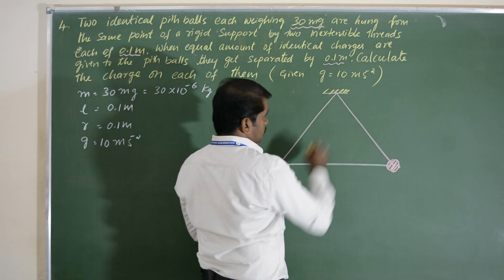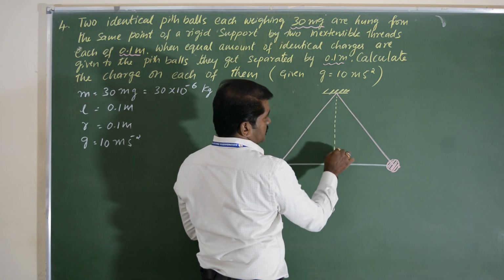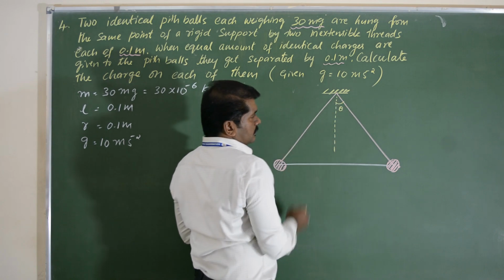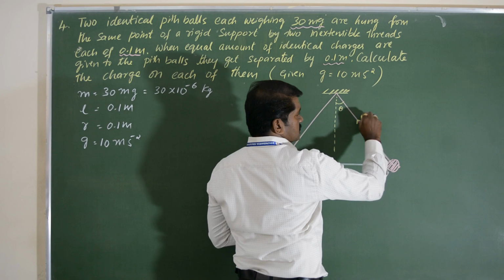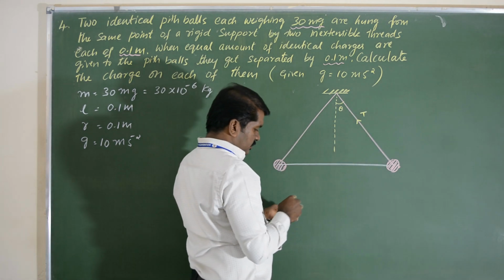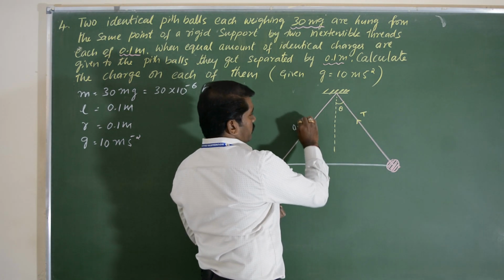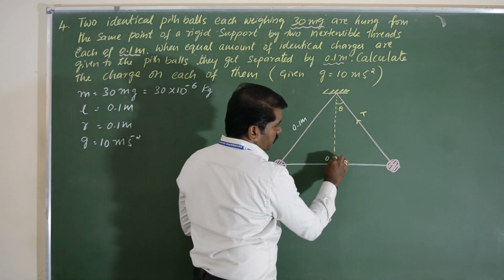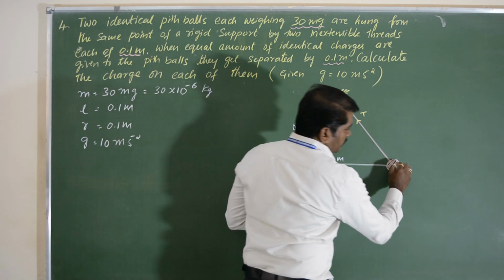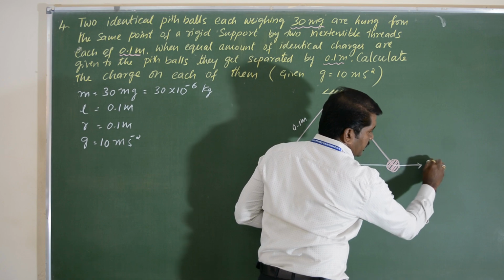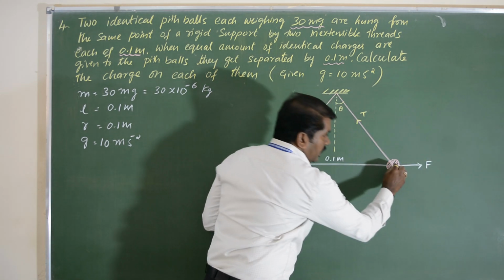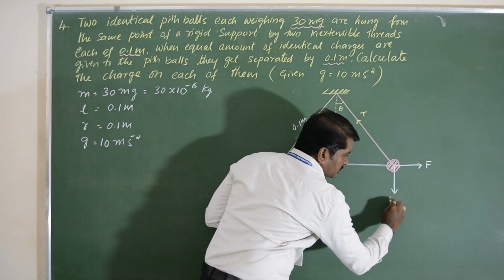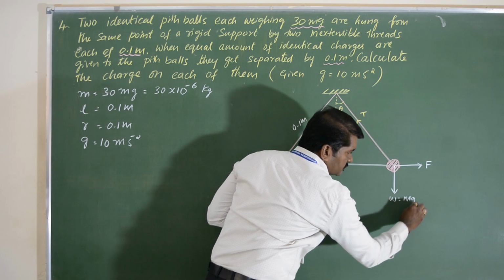Imagine a semi-vertical angle theta. Let us consider the tension in the string to be T. They have given this as 0.1 meter, and this is also 0.1 meter. The force will be along this direction, I'll take it as F, and the weight of the ball will be in the downward direction, that is W equal to mg.